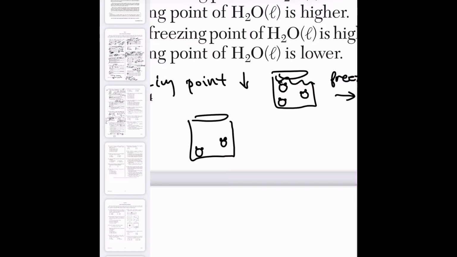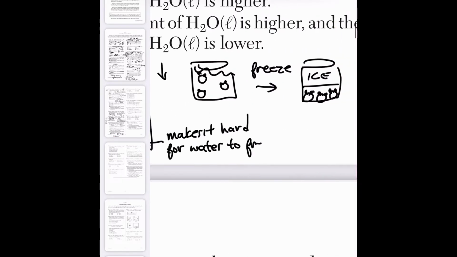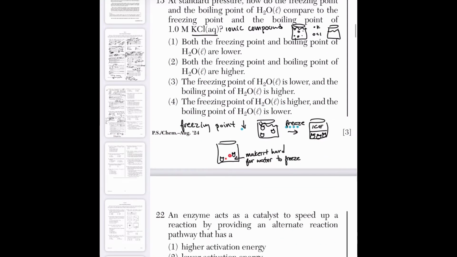I'm just gonna use a red color as the K's and the Cl's. There's stuff in between that makes it harder for water to freeze. So you would need the temperature to be lower in order for the solution to freeze. So the first statement is false because it's saying that the freezing point of H2O will be lower. The freezing point of the KCl is lower. Not true. So we can cross out both 1 and 3.